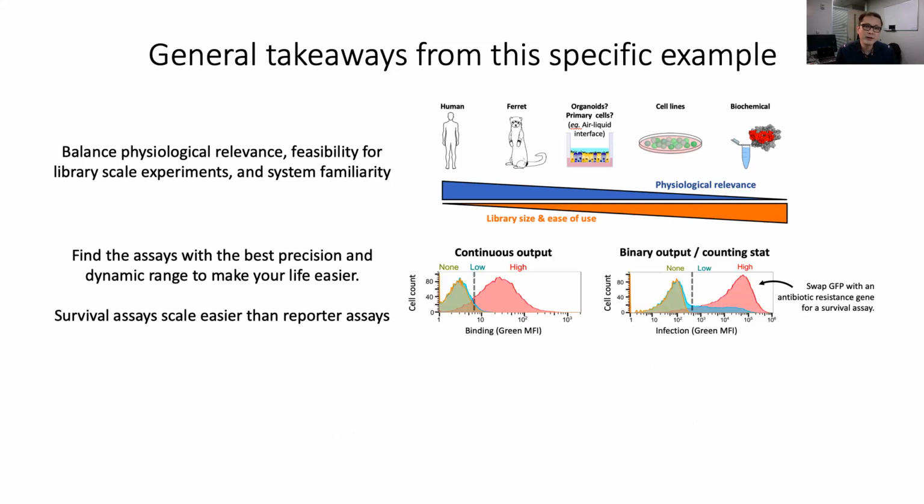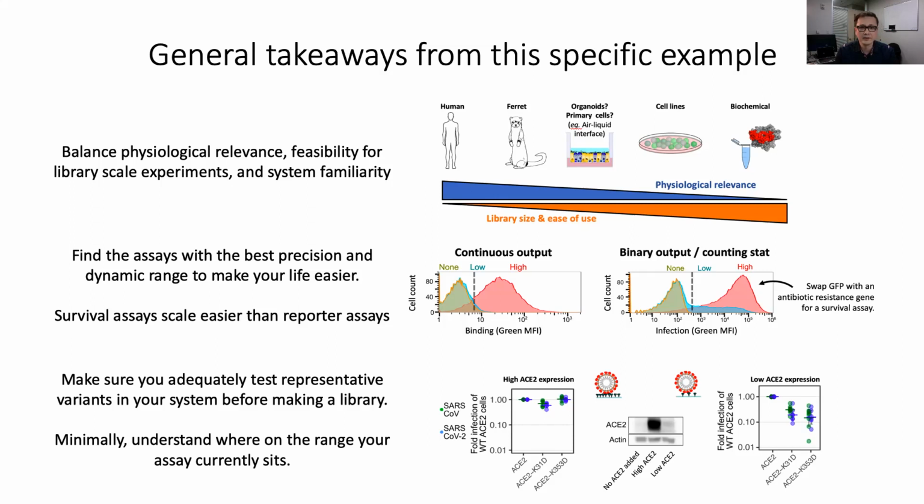Make sure you adequately vet your assay by testing representative variants before committing to a library or assay format. And as a general rule, survival assays tend to scale better than reporter assays, but reporter assays do come with the added benefit of being easier to monitor along the way. Also, biology is complicated, and the expression format you initially choose may need to be adjusted. Ideally, you would understand the full range of the relationship between expression level and output before embarking on your DMS, to give yourself the best chance of not falling into those problems.